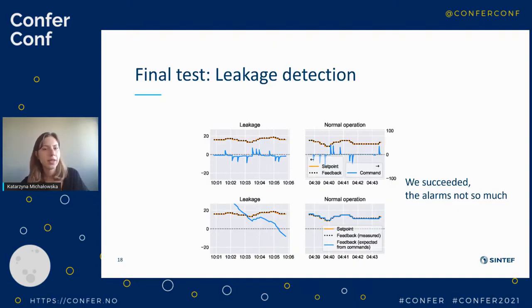And it showed in our data by the expected feedback, which should be following these other lines, going crazy. So by the commands given, the feedback should be changing so much, but because the thruster was already flooded, it was changing slower.